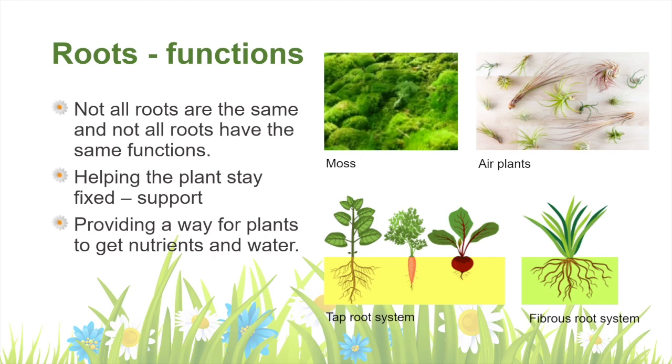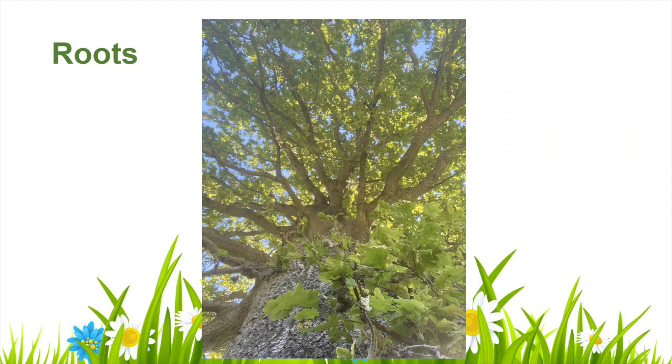So, as you can see, without roots, plants would not have an anchor or support, and an important part of the system that provides plants with nutrients and water would be missing. As Lydia identified, roots help to anchor the plant in the soil so it doesn't fall over. Look upwards into this tree. Can you see the branches and the leaves? All of which the roots need to hold in place.